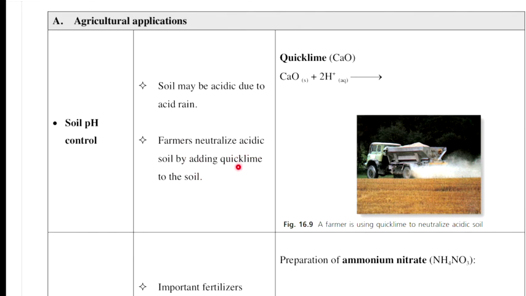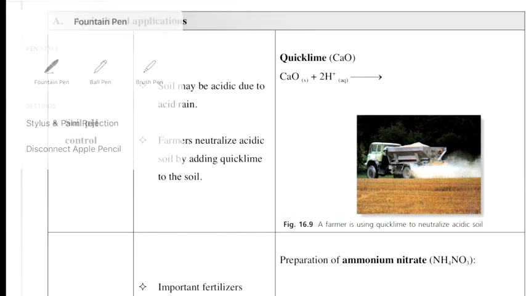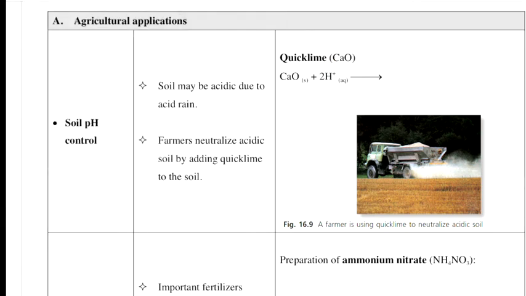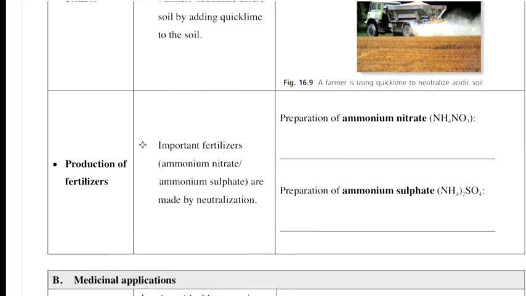Do you remember quicklime? Quicklime has the formula CaO, calcium oxide. By adding quicklime, it will react with the excess hydrogen ion in the soil. So it will undergo this reaction and produce calcium ion plus water. Okay, so that's one of the applications.